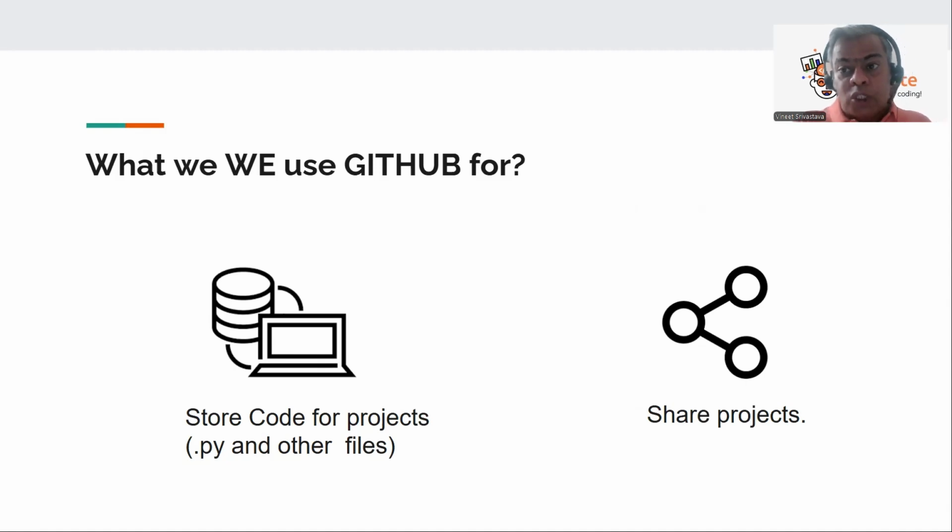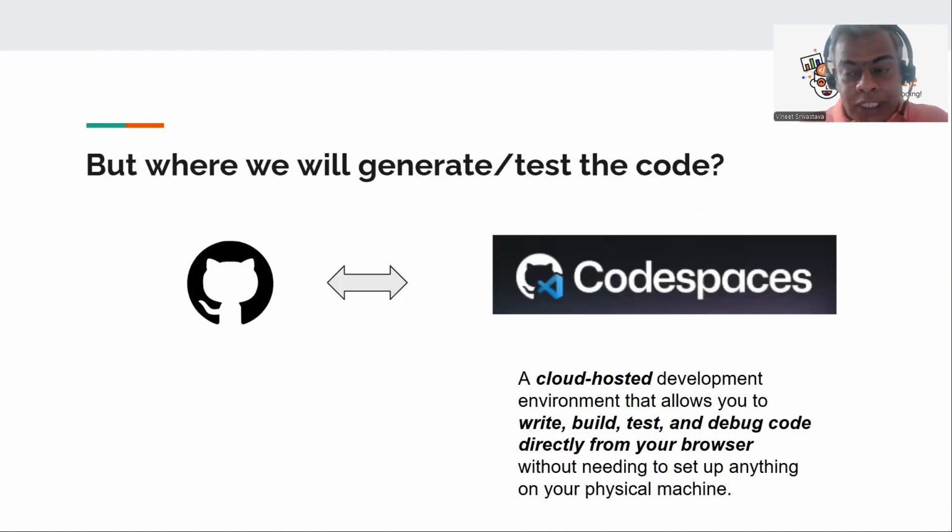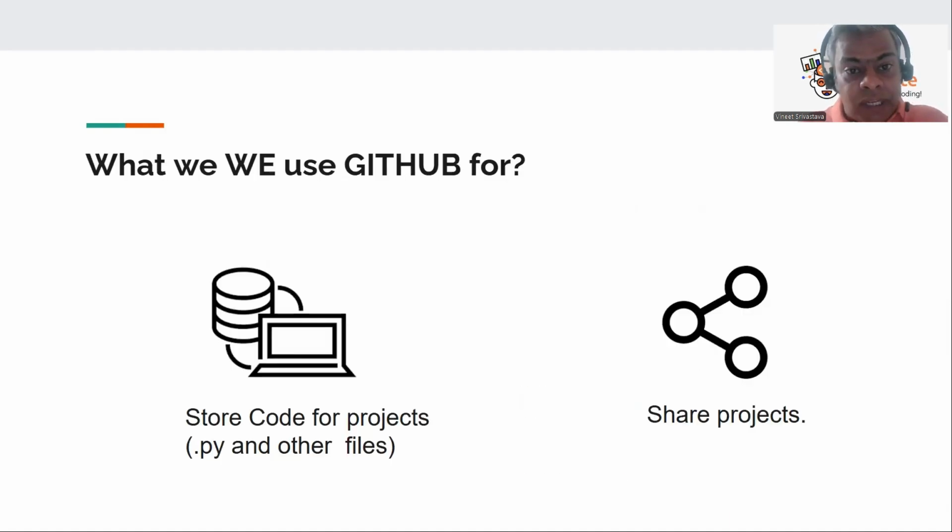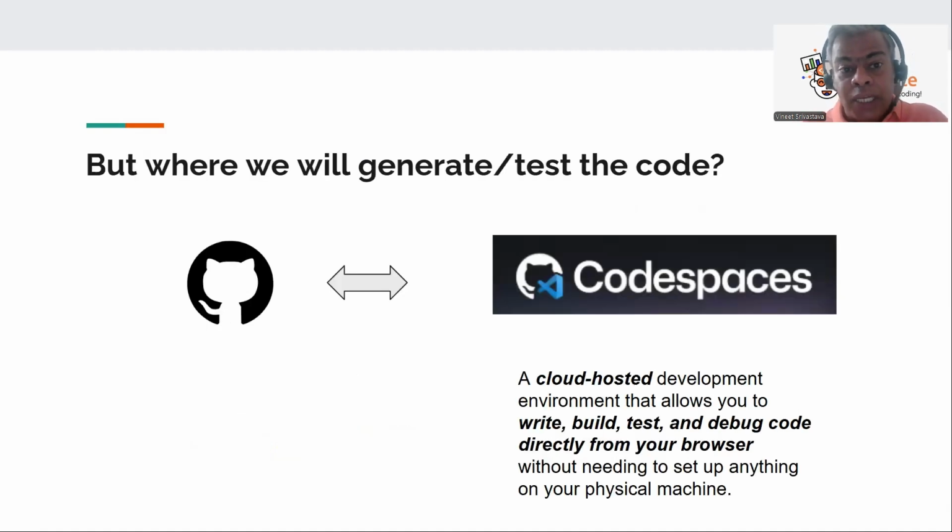So we mark them. We also share with other students the good projects. So all of that will happen now through GitHub. Yeah. Now, the question then that comes up is, okay, fine. So if I store my codes, let's say in GitHub, where do I create them?